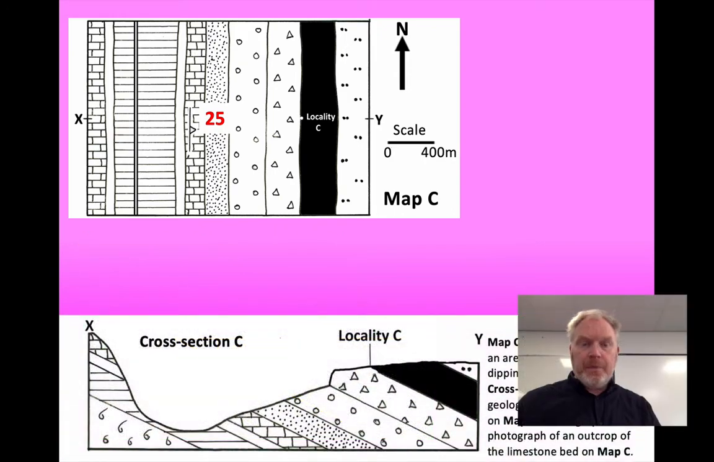Okay then, for the next question B, we need to look at the cross-section as well. So this is a slice through the ground between points X and Y on map C. And the first question we're asked is why the outcrop of the sandstone, which we can see on the map there, is narrower than the conglomerate. Now if we look at the cross-section, we can see that the conglomerate is actually thicker than the sandstone, or the sandstone is thinner than the conglomerate, which explains why the width of what we see at the surface is less.